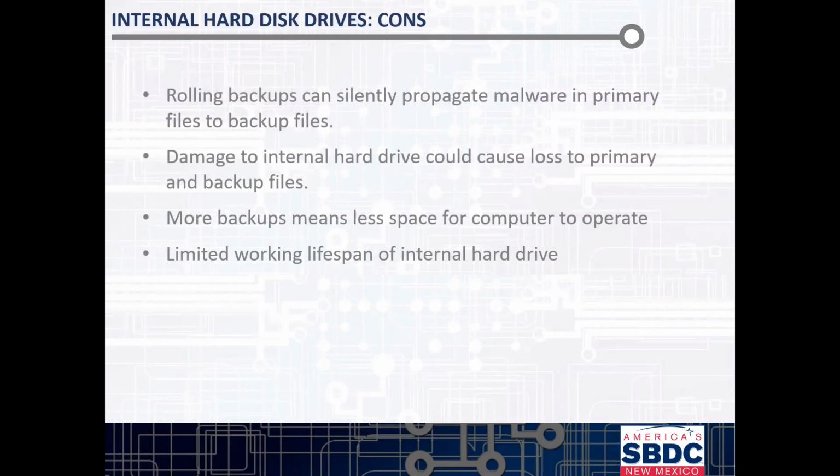But what are the downsides of it? Because you're able to perform rolling backups, those can very quietly propagate any corrupt files or malware that are already in your primary files. Those can propagate to your backup files. Worse, if your internal hard drive is damaged, stolen, or corrupted, you could lose both your primary and your backup files.